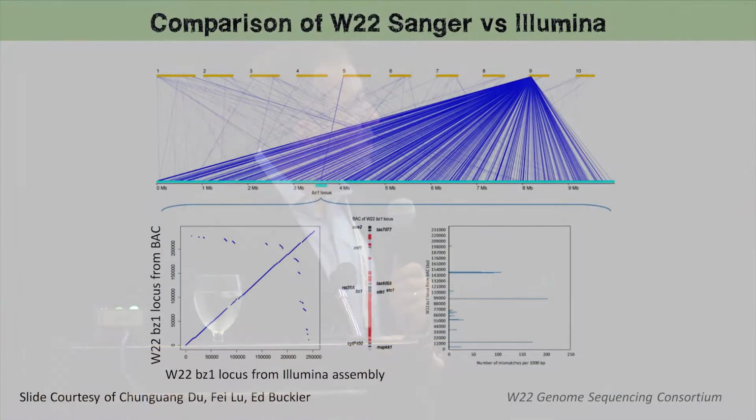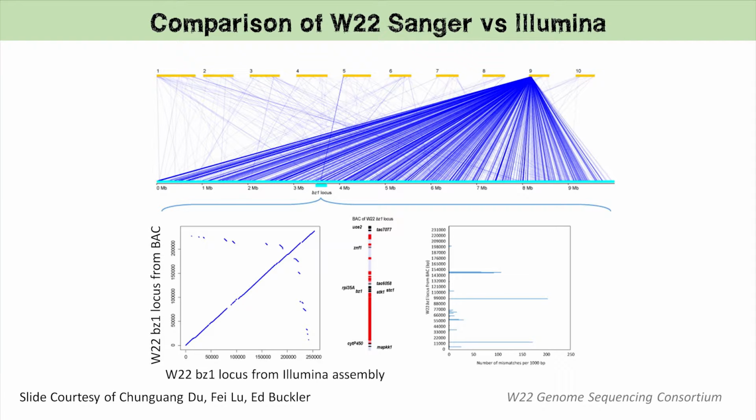Relatively straightforward libraries, mate pair libraries. None of the libraries were bigger than 8 KB, and yet they were able to put this genome together in relatively no time. And so Fei Liu in Ed Buckler's group did the first QC of the assembly.